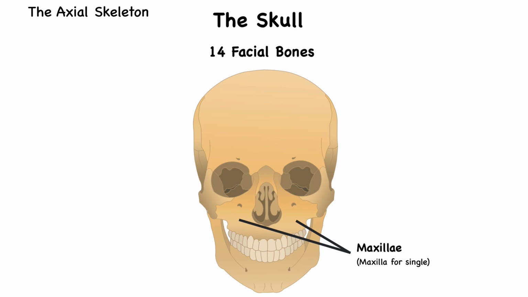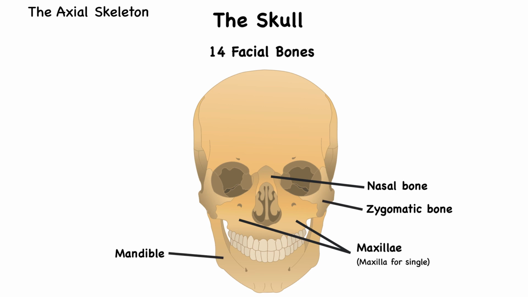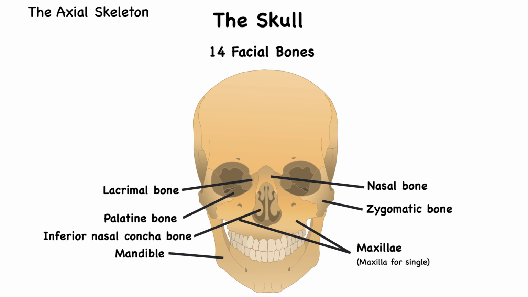Facial bones include the 2 maxillae, 2 nasal bones, 2 zygomatic bones, the mandible, 2 lacrimal bones, 2 palatine bones, 2 inferior nasal conchae, and the vomer. The mandible is unique. It's the only movable bone of the skull and forms the lower jaw.